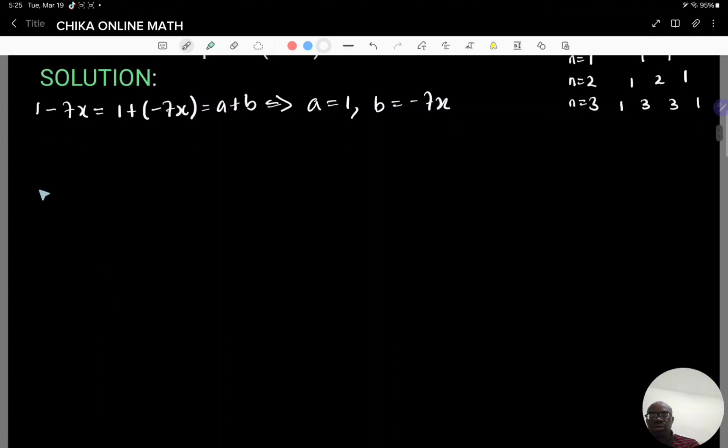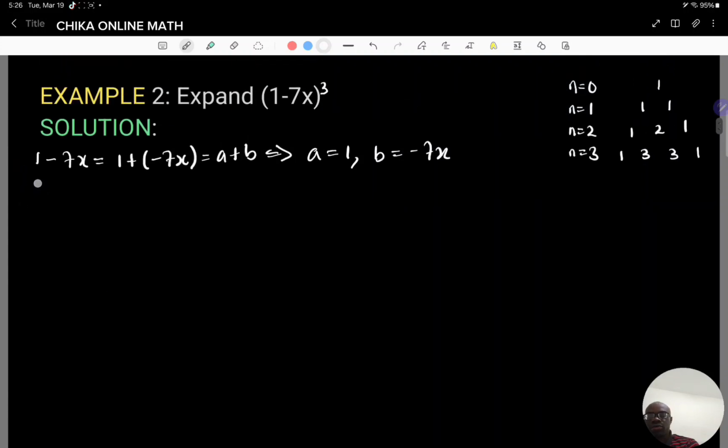So that means (1 minus 7x) raised to the power 3 is equal to... Now, we'll do Pascal's triangle for n equal to 3. So the coefficients are 1, 3, 3, 1. For the first one, you pick the coefficient 1. So you have 1 times, then our a is 1, so 1 raised to the power n, and our n is 3, so raised to the power 3. Then b is minus 7x, starting from power 0.